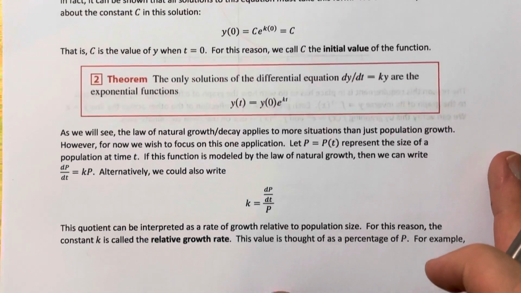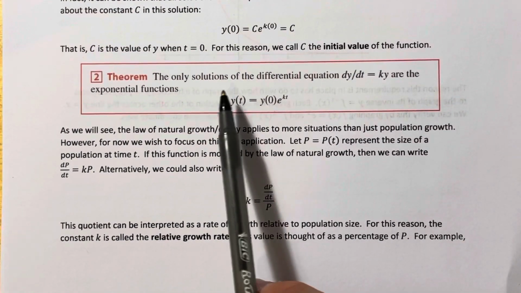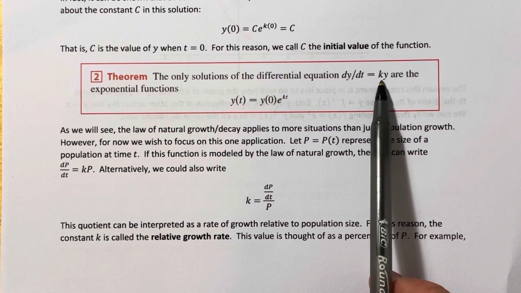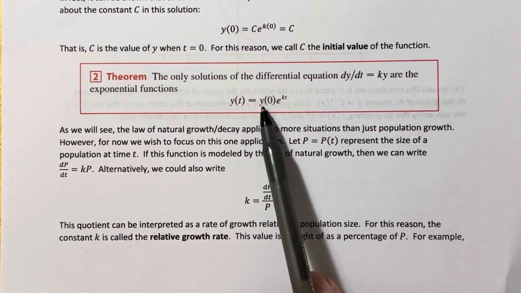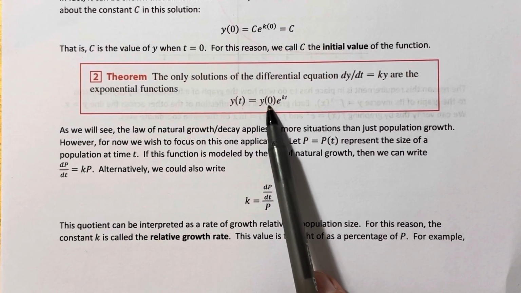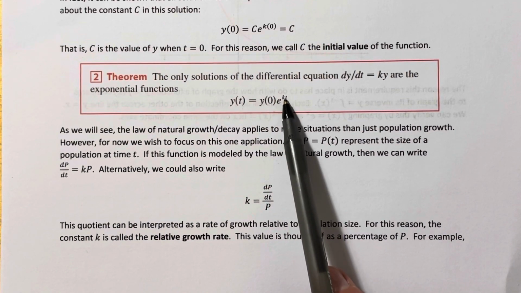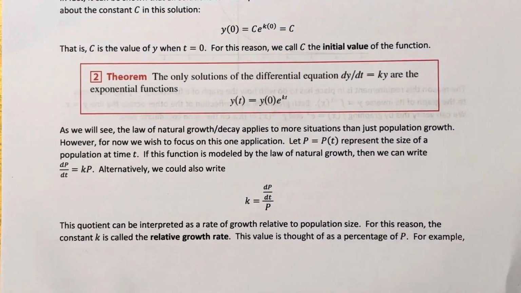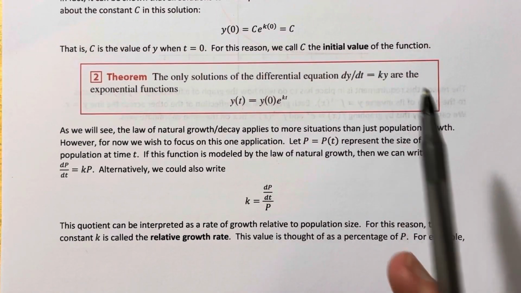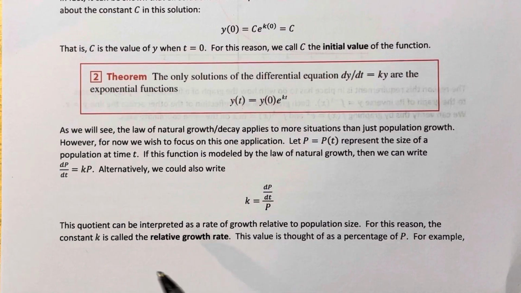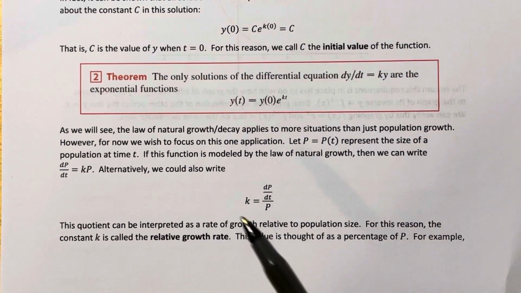So we're going to summarize that as a theorem. The only solutions to that differential equation that we just talked about are exponential functions of this form: y of t equals y of 0, that initial value of the population, times e to the kt. Now, I mentioned before that this particular differential equation applies to numerous other cases. We're going to look at 4 of them in total today.